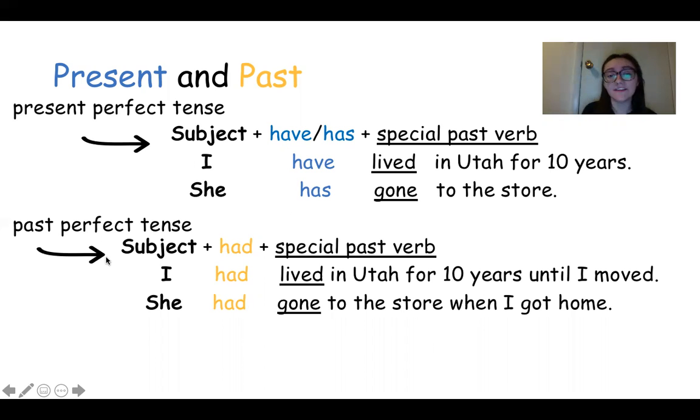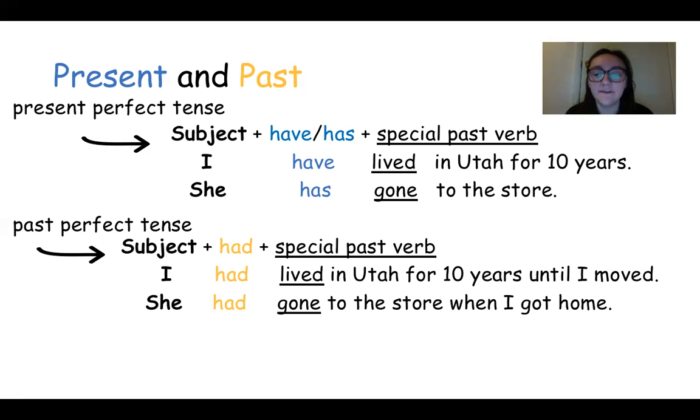Now, when you use past perfect tense, instead of needing to worry about using have or has, you just say had. You don't need to change it based on the pronoun that you use. If you use I, you can say had. If you use she, you can still use had. So that's why past perfect tense is a little bit easier, because you just have to say the word had after your subject, the pronoun or the person. My brother had, right? And then again, you just use the special past verb right after had.